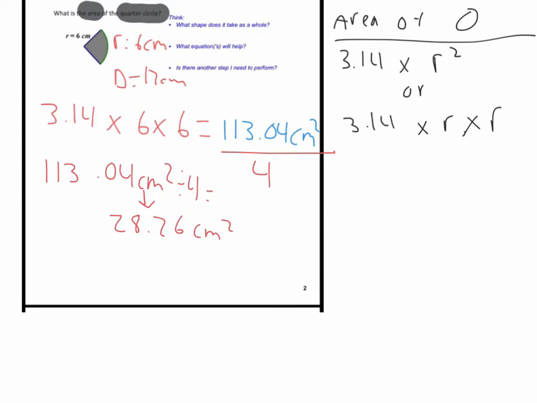Now, here's another way you can do it. You can take 113.04, which is, again, the area you calculated for the whole circle, and multiply it by, instead of half this time, by 1/4, and you're going to get the same answer, 28.26 centimeters squared. So either way is fine. You get a final answer of 28.26 centimeters squared.